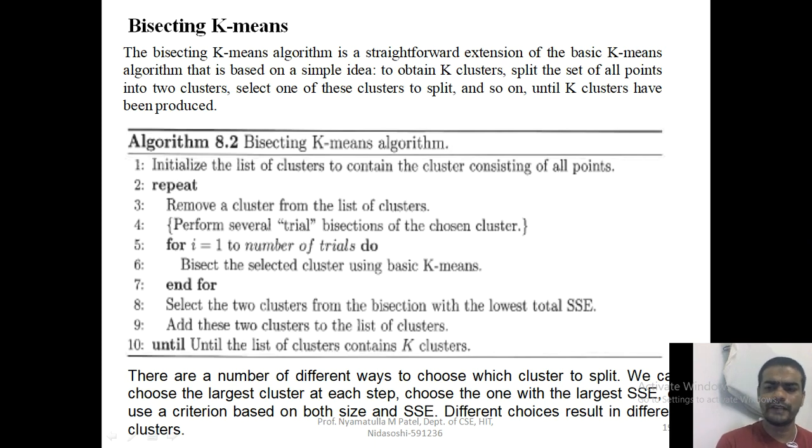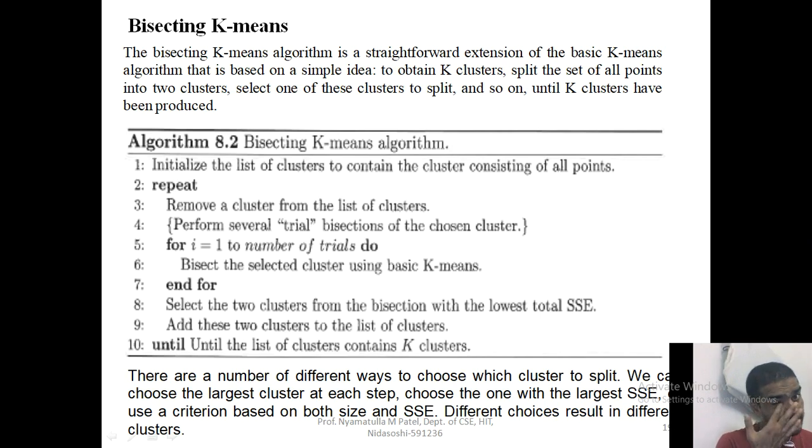Obtain k clusters, as we do in k-means clustering. Then split the set of all the points into two clusters. Then select one of these two clusters to split, and so on, until k clusters have been produced. So take one cluster and go on dividing it. Initially obtain clusters, select one of them to split, and so on until k clusters have been produced.